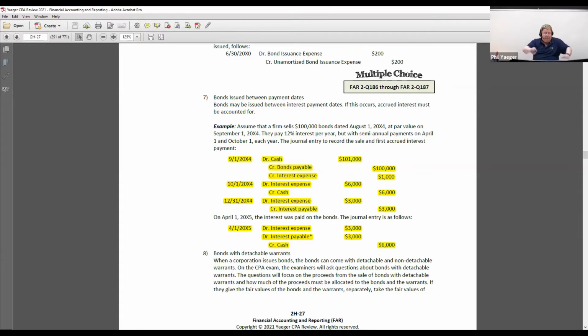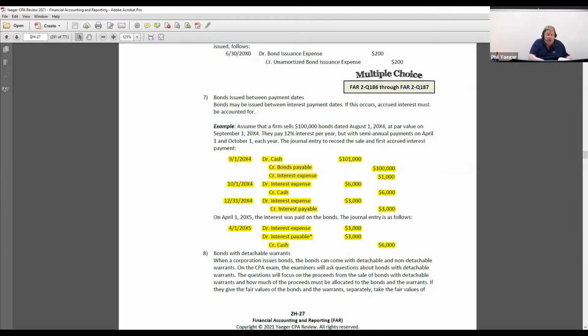But this is what they ask on these questions of bonds issued between interest dates. They want to know what the cash proceeds are that the corporation will receive on the date they actually sell the bonds. Well, the answer to it is 101,000. However, I do have an actual question from the exam, which I know the dates are correct. So let's look at that question.